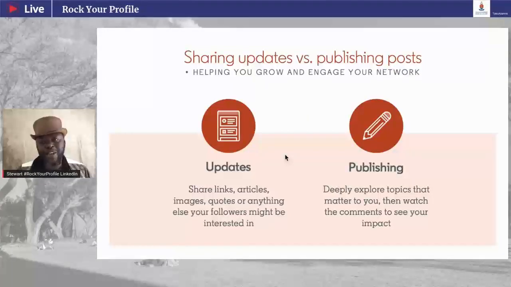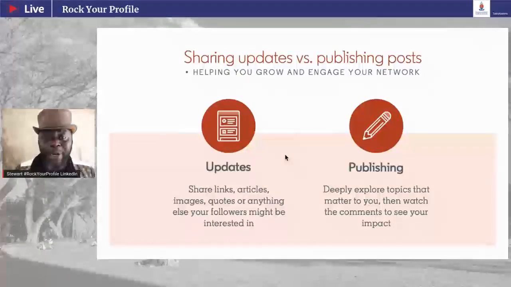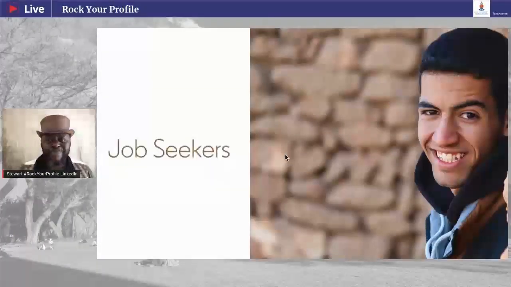The beauty with writing articles, like I said, is that it stays with your profile forever. So updates will disappear, but articles will stay with us and will stay with our platform for a long time going forward. So make sure to use these as they are super powerful.